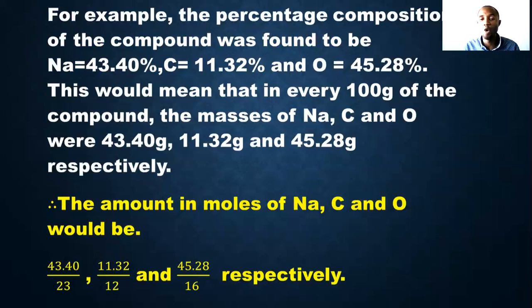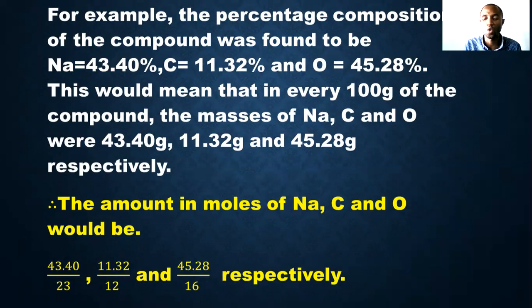Now, to find the amount in mole of sodium, carbon, and oxygen, what we will do is divide each percentage by the relative atomic mass of that element. Here we are given 43.40 as the percentage of sodium in the compound, and the relative atomic mass of sodium is 23, so divide the percentage by 23. The percentage of carbon is 11.32; divide it by 12, the relative atomic mass of carbon. Oxygen is given as 45.28; divide it by 16, the relative atomic mass of oxygen.